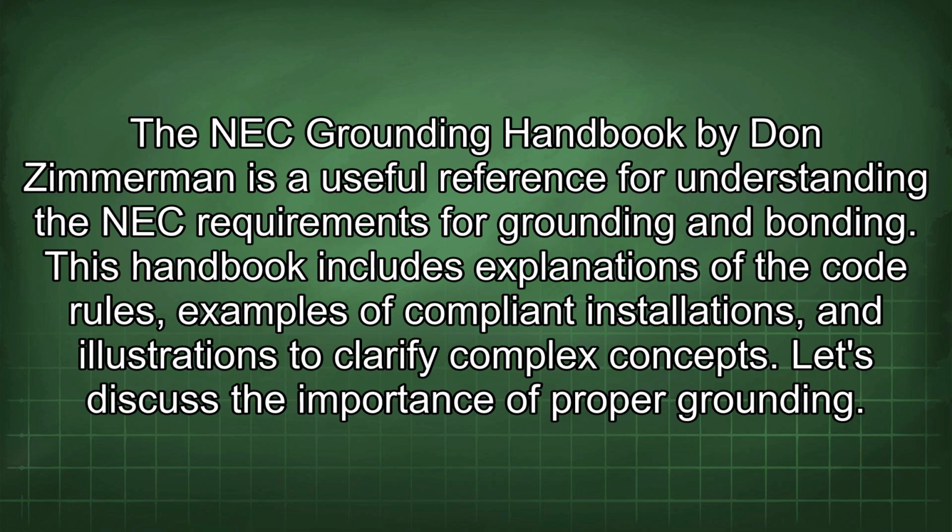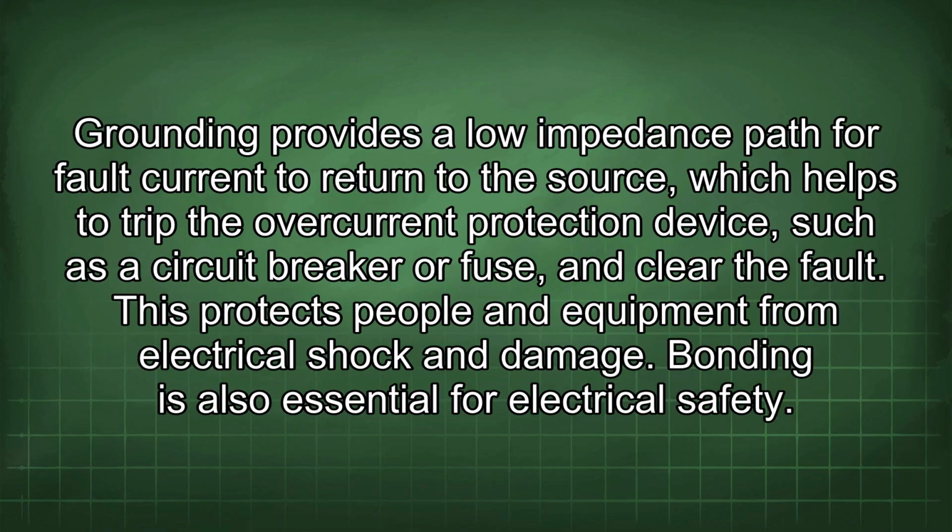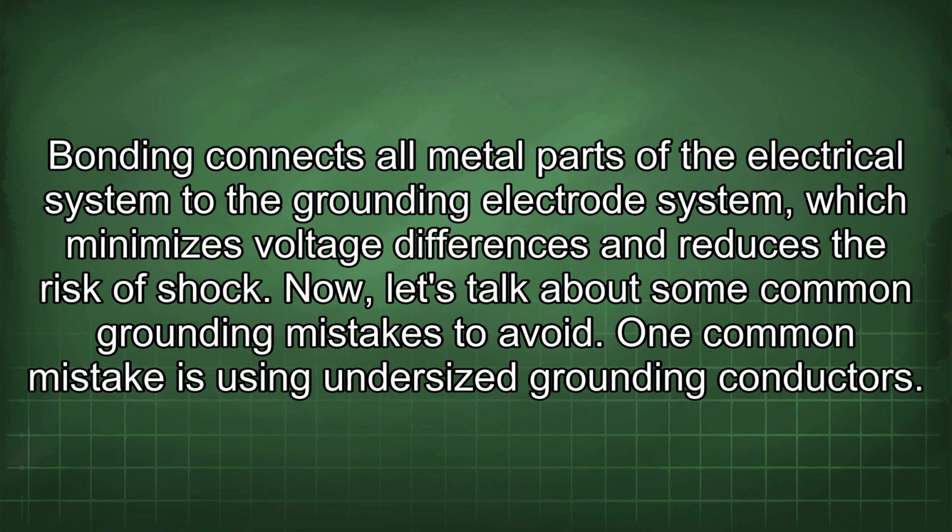Let's discuss the importance of proper grounding. Grounding provides a low impedance path for fault current to return to the source, which helps to trip the overcurrent protection device, such as a circuit breaker or fuse, and clear the fault. This protects people and equipment from electrical shock and damage. Bonding is also essential for electrical safety. Bonding connects all metal parts of the electrical system to the grounding electrode system, which minimizes voltage differences and reduces the risk of shock.